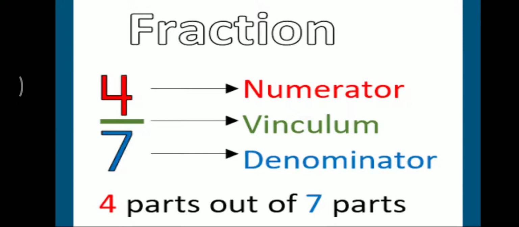Here a fraction is given. In this fraction the top number is 4 and the bottom number is 7. The top number is called the numerator, the bottom number is called the denominator, and the middle line is called the vinculum. This fraction can be read in different ways, like 4/7 or 4 by 7 or 4 over 7. These are the ways to read this fraction. This fraction represents 4 parts out of 7 parts.